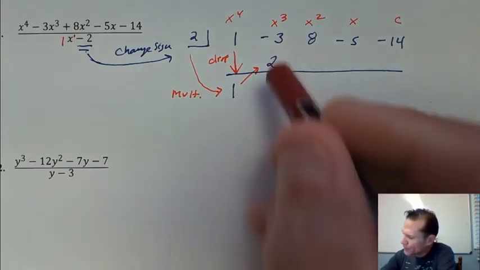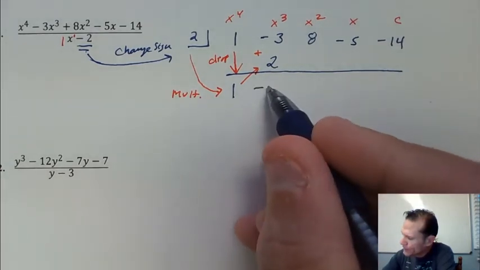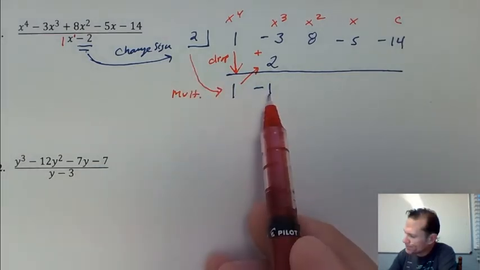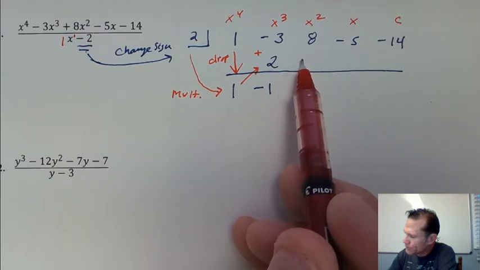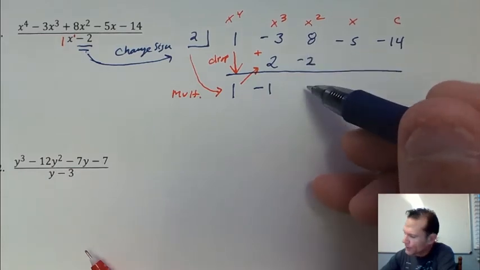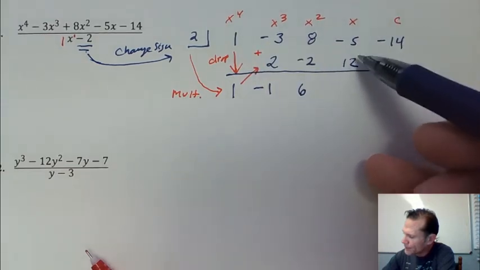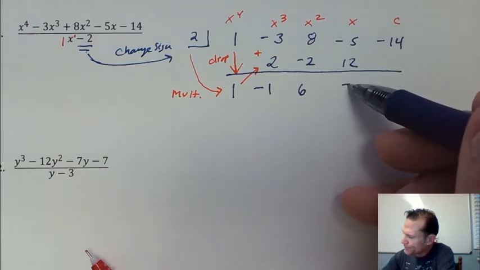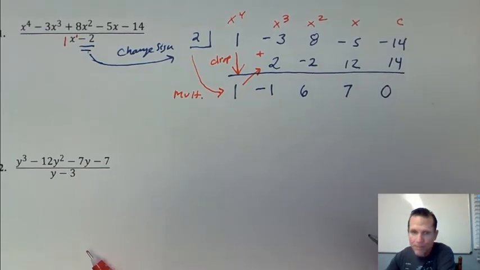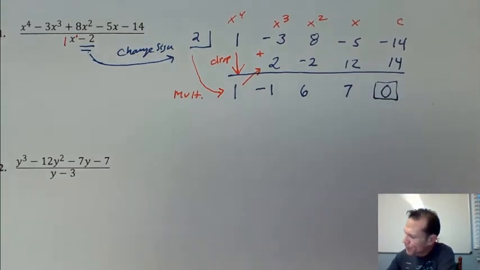And then I'm going to add these 2 numbers together. Easy enough, -1. Then I'm going to repeat that process. So 2 times -1, put the result right here. 2 times -1 is -2. Then I'm going to add these numbers together. 6. 2 times 6, 12. Add these numbers together, 7. 2 times 7, 14. Add these numbers together, 0. The last one, that's the remainder. So this problem has no remainder.